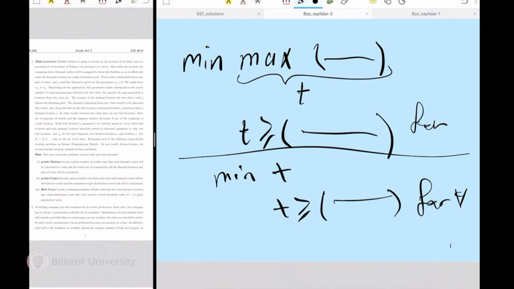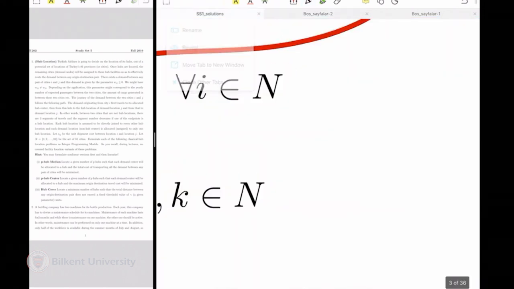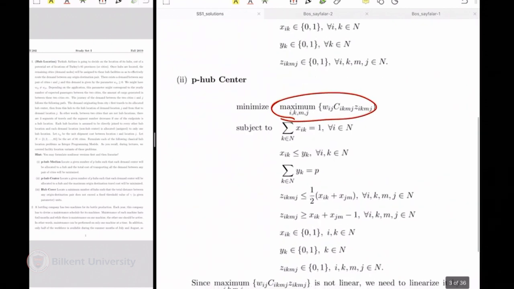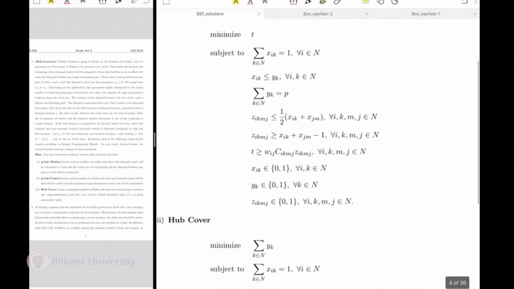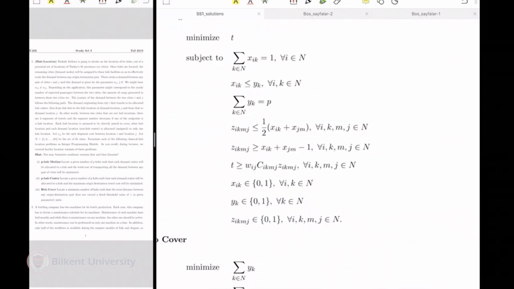So, as you see, now I'm introducing variable t, and I'm saying that t is bigger than or equal to that expression for all the indices. And be careful, these indices are exactly the same indices that we had below the summation. It should be bigger than or equal to all of them.